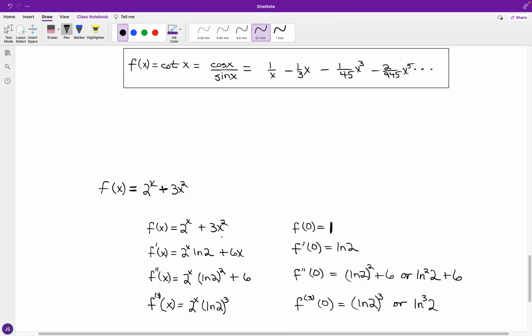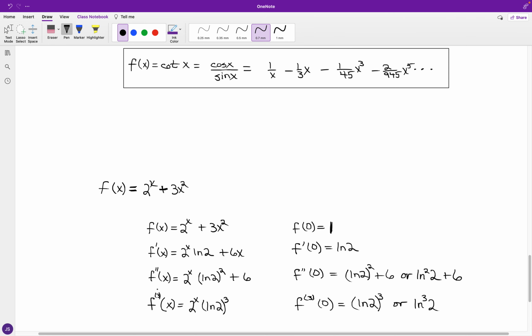And if I take the first order derivative, if you recall from calculus, the derivative of a to the x is going to be a to the x times the natural logarithm of a. And with a at 2, we have 2 to the x times the natural logarithm of 2. And the first order derivative of 3x squared comes out to 6x.